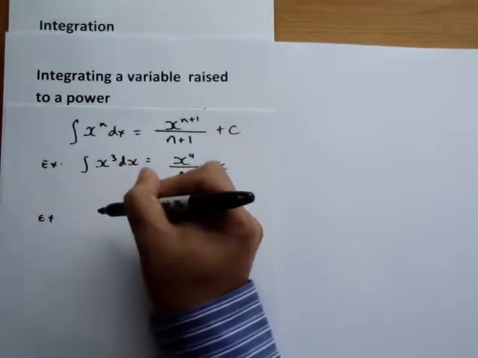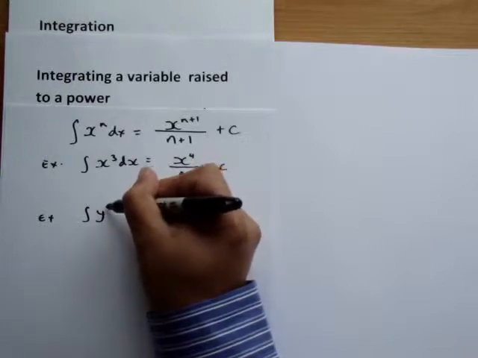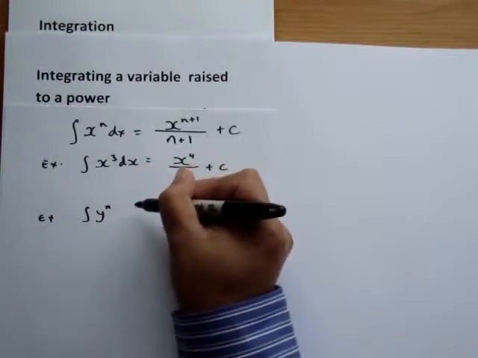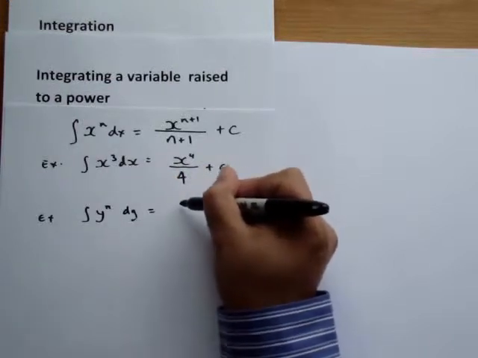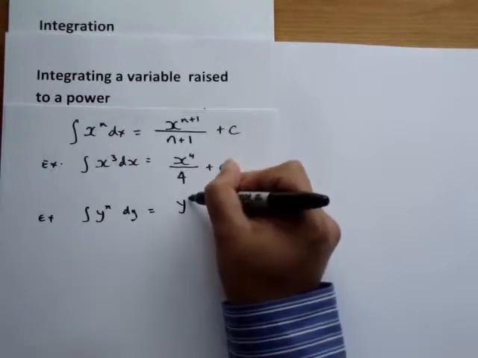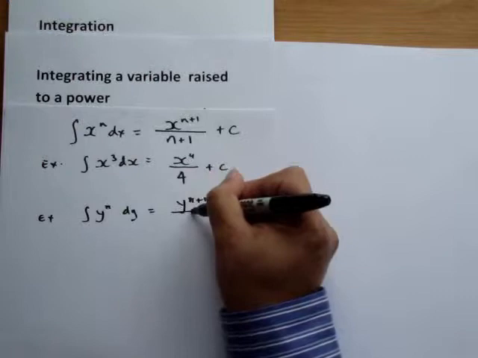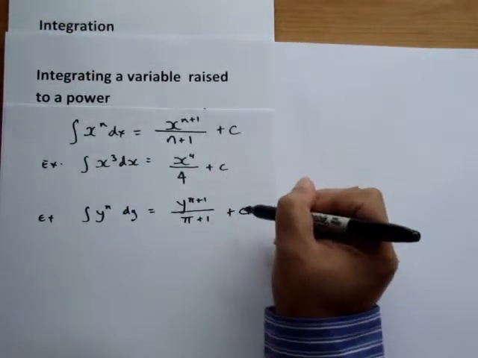Example, if we have the integral of y to the power pi dy, this equals y to the pi plus 1 over pi plus 1, plus c.